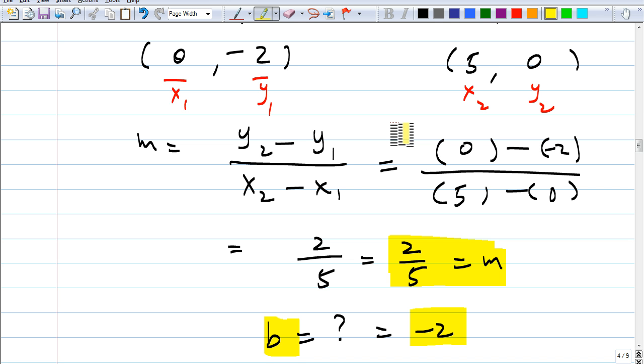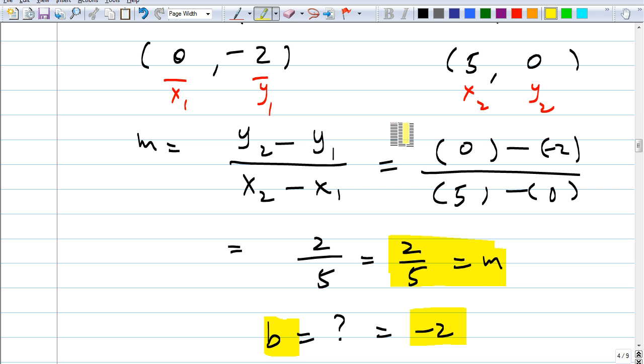How many people actually plug it in? Okay, yeah. If you plug it in, it's okay. I was making sure. Yeah. Okay. There you go. Did you get negative 2 when you plug it in? Yeah. You better get negative 2, right? So you don't have to look for b. They gave you b, right?